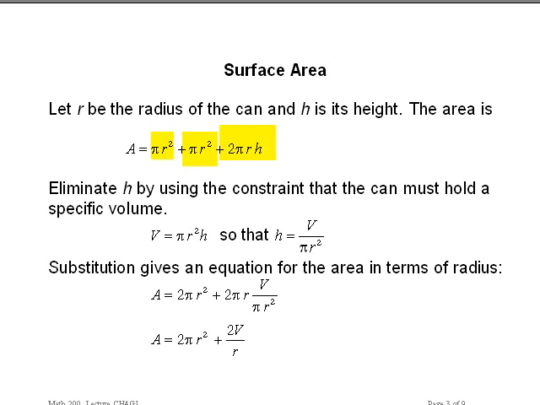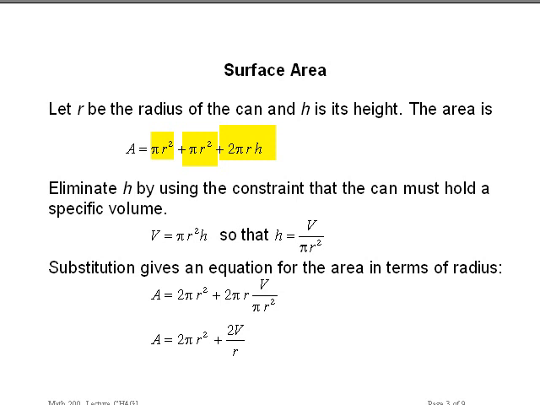To do that, we use the constraint that the can must hold a specific volume, a certain amount of fluid. The problem initially said a 1 liter can. Okay, but I'm going to continue the theme that I've tried to demonstrate in this class, and that is when you solve these application problems, use variables. Then you will have solved the right circular can for any size can or any volume of can, and you have a more general solution.